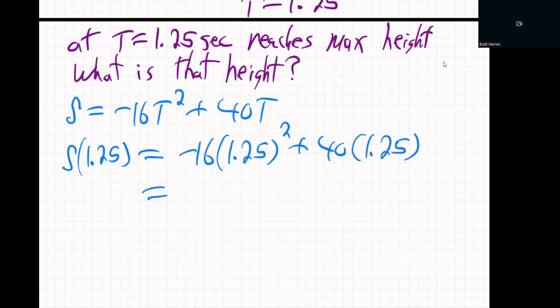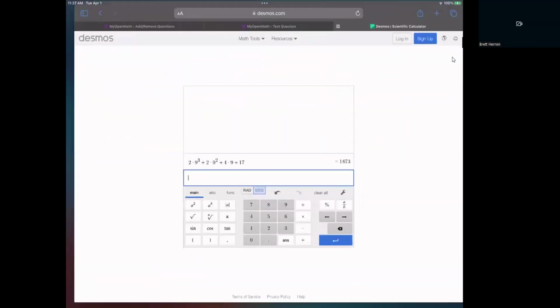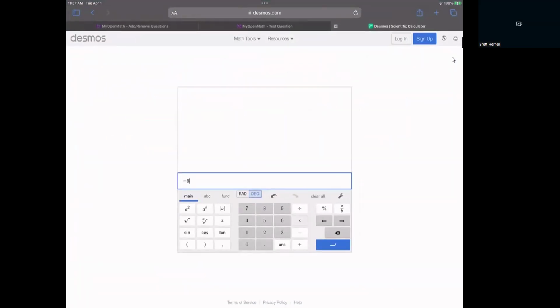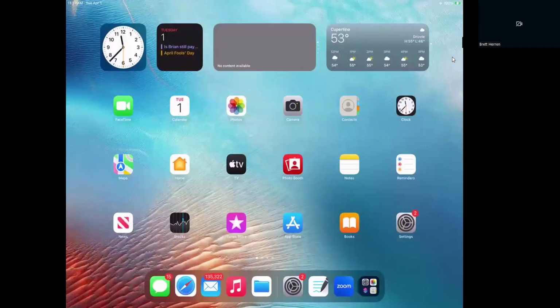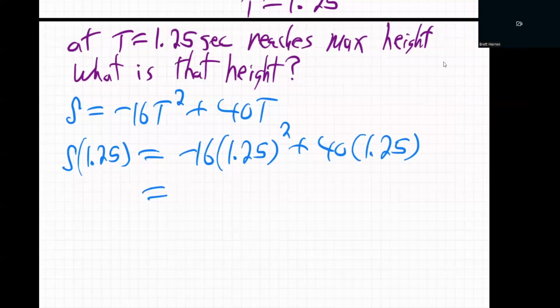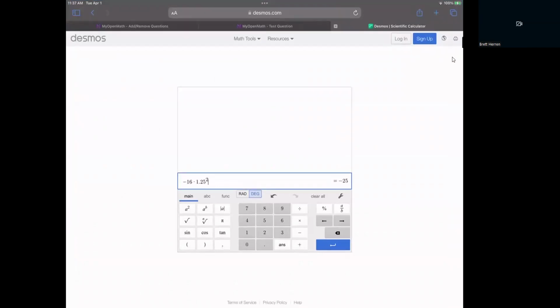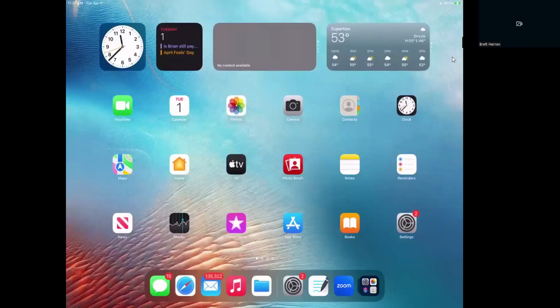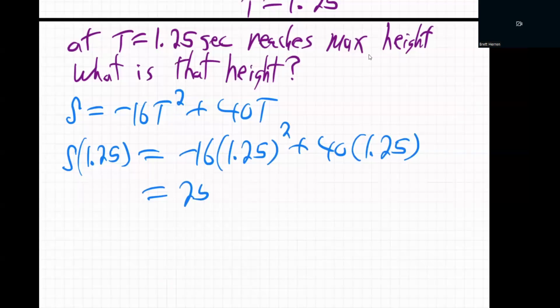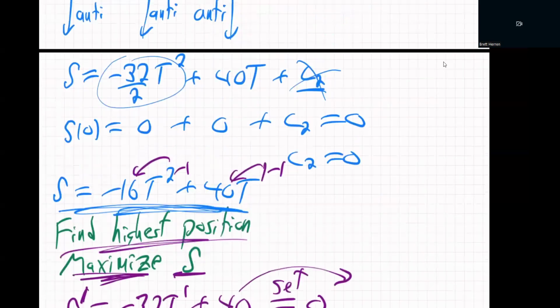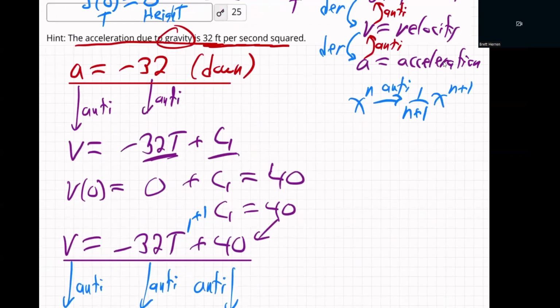All right, let's hit the buttons on decimals. Minus 16 times 1.25 squared, plus 40 times 1.25. So it is 25 feet up. That's the highest it goes. And that's the correct answer.